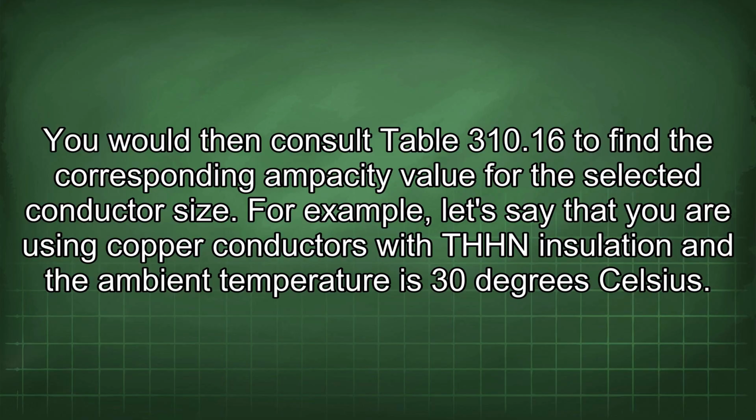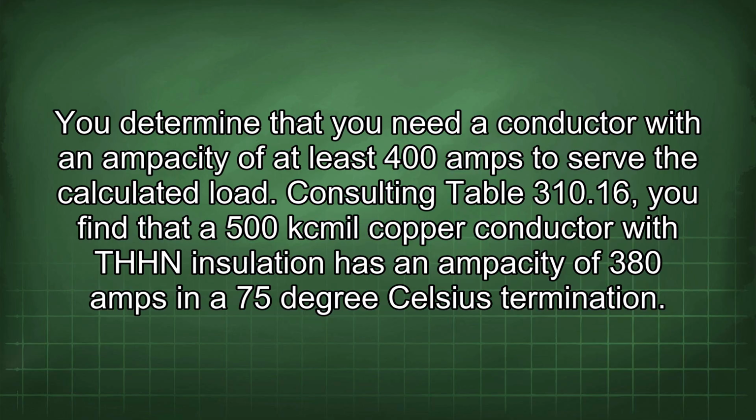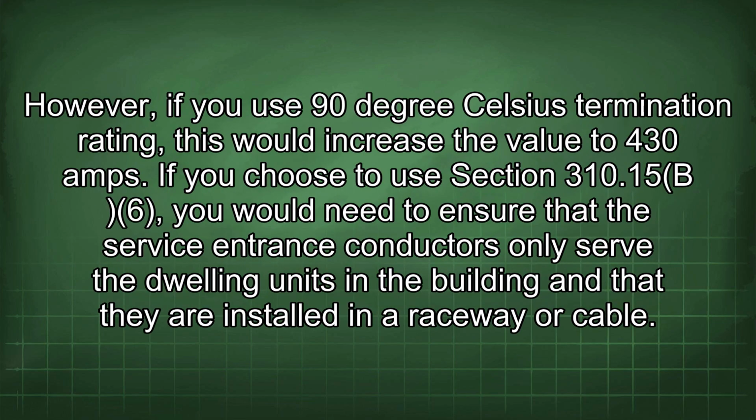For example, let's say that you are using copper conductors with THHN insulation and the ambient temperature is 30 degrees Celsius. You determine that you need a conductor with an ampacity of at least 400 amps to serve the calculated load. Consulting Table 310.16, you find that a 500 kcmil copper conductor with THHN insulation has an ampacity of 380 amps at a 75 degrees Celsius termination. However, if you use a 90 degrees Celsius termination rating, this would increase the value to 430 amps.